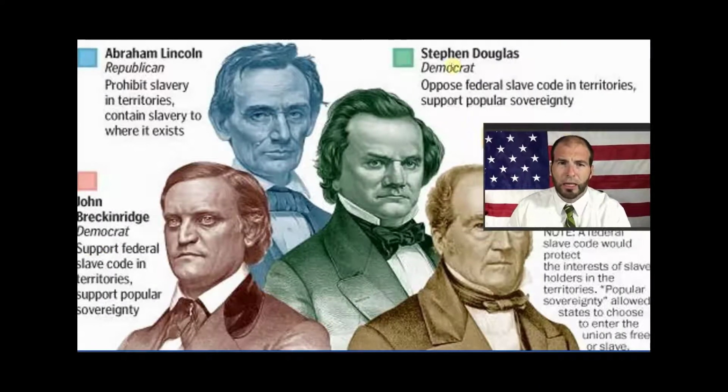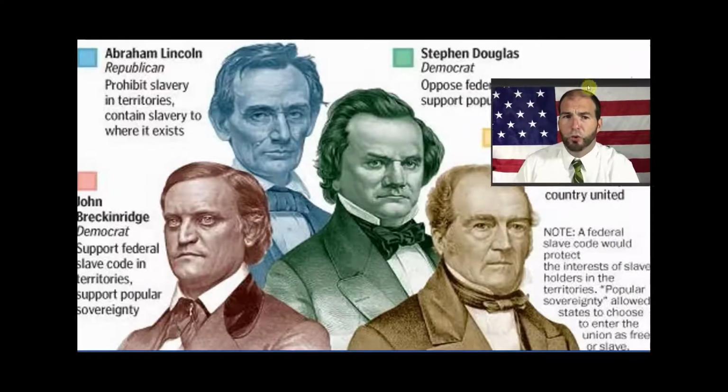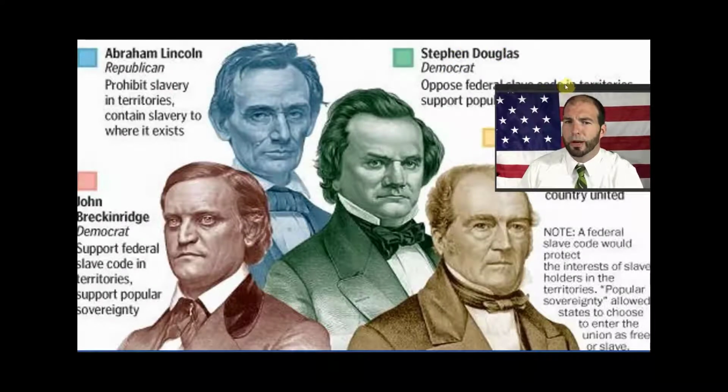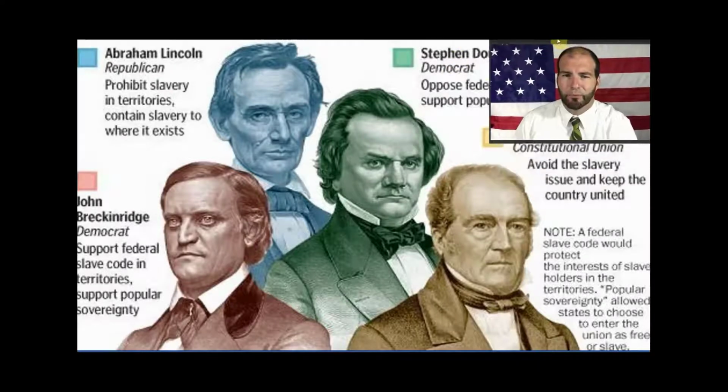All right. Stephen Douglas, also a Democrat. All right. So this is the guy that beat Abraham Lincoln in the Senate. He's running for president as a Democrat. He opposes a federal slave code and territories, supports popular sovereignty, which is the idea that the states just decide for themselves, and he doesn't think the federal government should tell them one way or other. So Stephen Douglas is like a northern Democrat, which is kind of like a unicorn at the time.